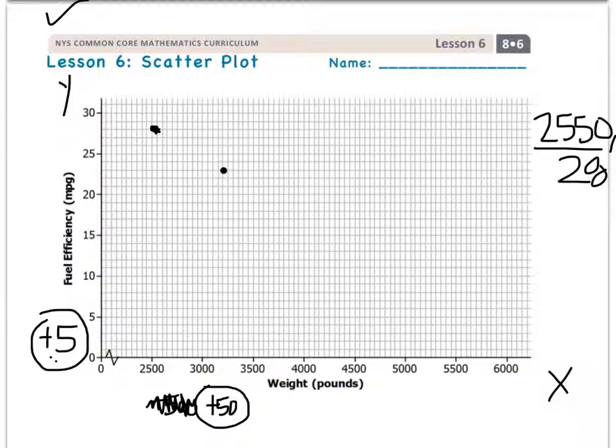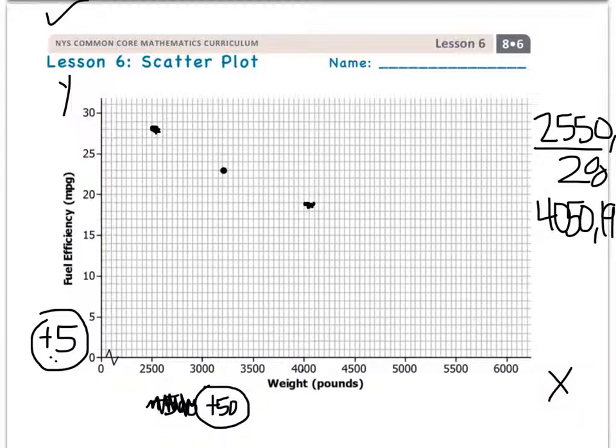Okay, so now I'm going to go ahead and plot model 3 with you. So we have 4,050, 19. So I have to go all the way to 4,000. Remember, they go up by 50s on our x-axis, so I would be right here. I need to go up to 19, which should be right here. I'm going to put a point there. So again, you have to be a little careful when you do this, because I'm having a little difficult time doing this as well.